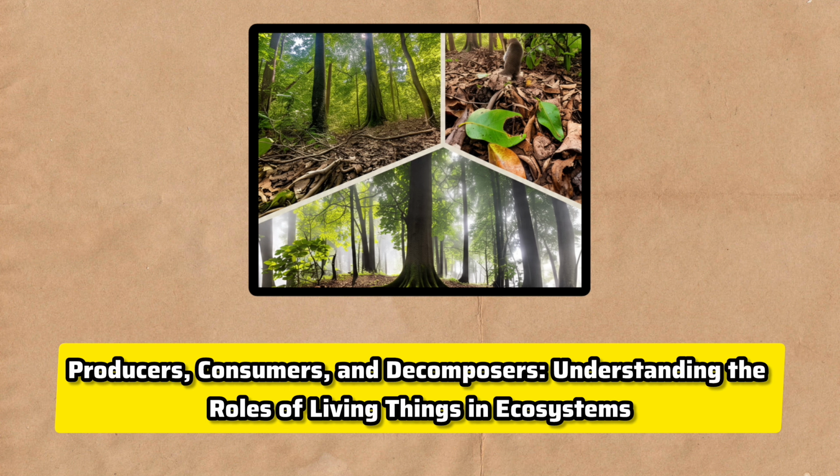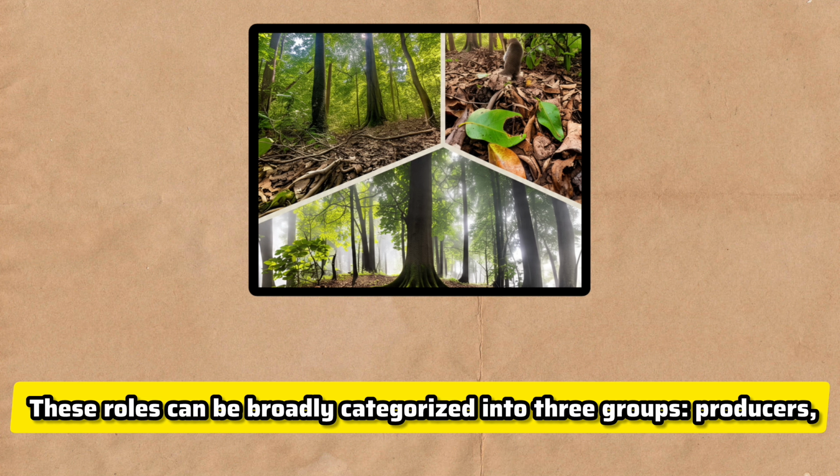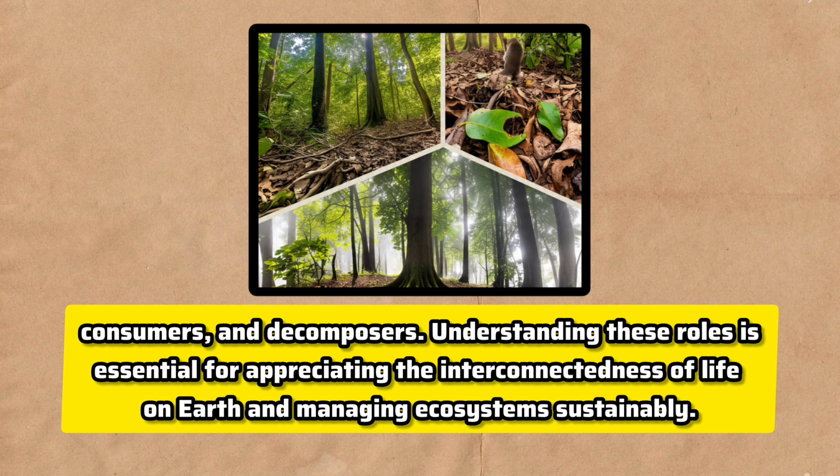Producers, consumers, and decomposers: understanding the roles of living things in ecosystems. In ecosystems, living things play different roles that help to maintain the balance of nature. These roles can be broadly categorized into three groups: producers, consumers, and decomposers. Understanding these roles is essential for appreciating the interdependence of life on Earth and managing ecosystems sustainably.